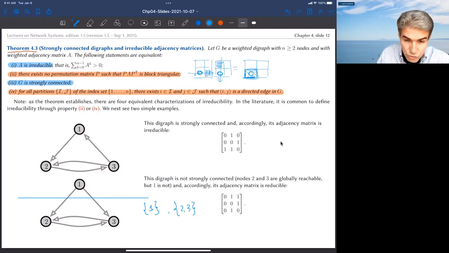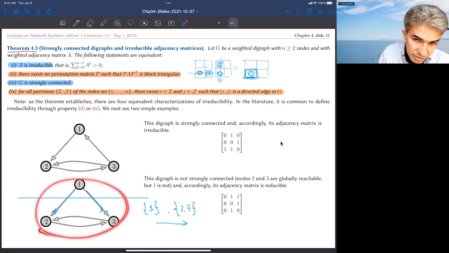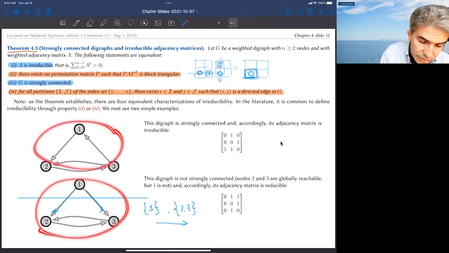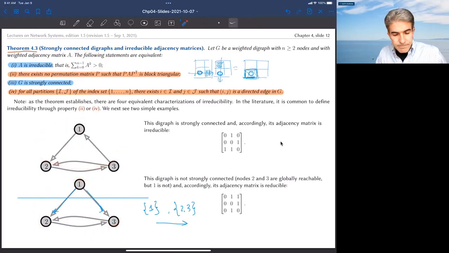And now you see there are only edges going from 1 to 2 and 3, but there are no edges going back. So my graph is strongly connected if and only if, no matter how I partition the nodes, I draw the graph and I draw the cut, I can always go through the cut from left to right and from right to left. That's what this statement is implying. In this example, it fails because that graph is not strongly connected, and it is satisfied here because this graph is strongly connected. All right. This is a nice theorem.